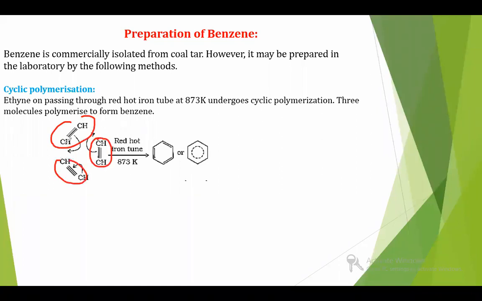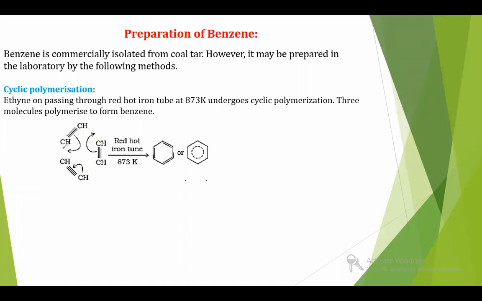If one electron pair shifts here, it forms a double bond and a single bond. Now another shifts here, so between them there will be a single bond and a double bond. It forms a cyclic 6-member ring, and that is the benzene method of preparation.